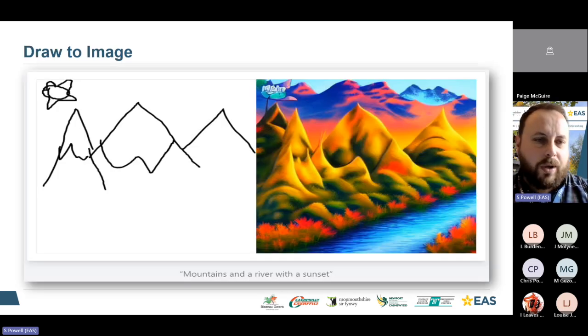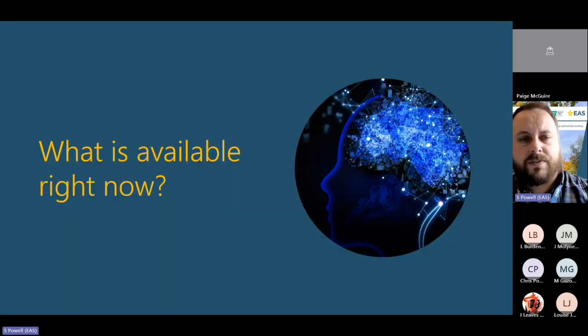This is another one of my favorite ones, draw to image. So on the left hand side here, I did a little scribble and then provided it with a prompt of mountains and a river with a sunset. And then the image on the right is the image that it chucked out for me following my little drawing and my little prompt. So that's just some examples of things that we could do. And as I said, in a later session, we will dive into how to do this properly. But what is available to you right now?